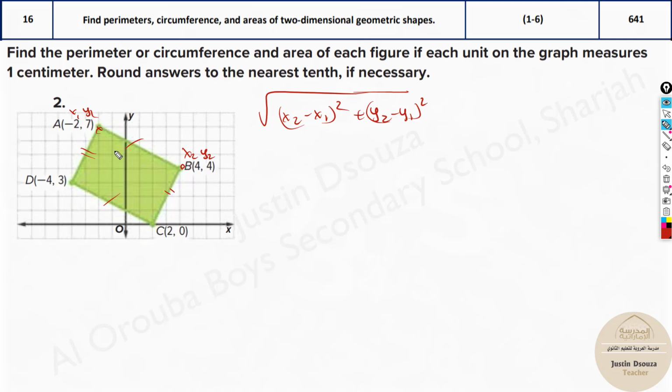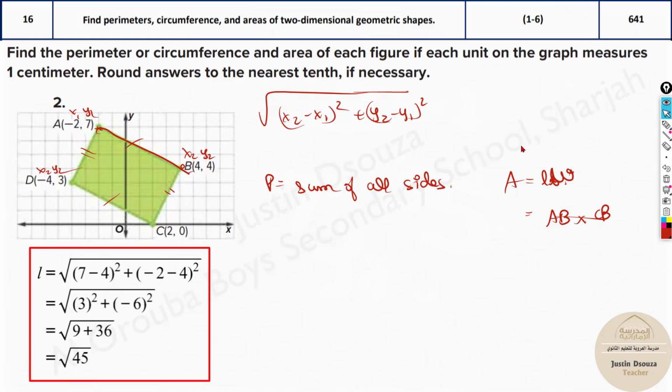Find it out, and then after that you can use this x1, y1 and find it with the x2, y2, or you can do this side. Find both the sides, add them all up. That'll be the perimeter. Perimeter would be sum of all sides, whereas area is length into width, L into W. So you can just take AB multiplied by CB or D. So that would be how we can solve it.